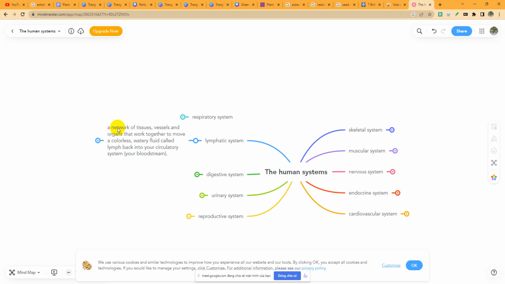The lymphatic system is a network of tissues, vessels, and organs that work together to move a colorless, watery fluid called lymph back into your circulatory system, your bloodstream. Alright, so you may wonder a little bit, what exactly is the colorless and watery fluid mentioned here? Or what exactly is lymph?